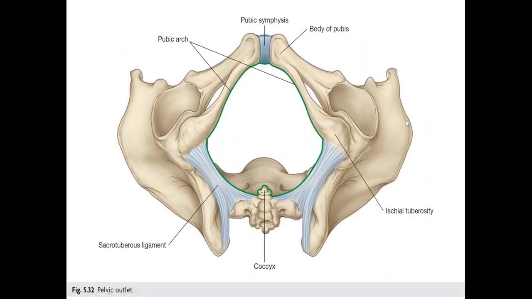This is the pelvic outlet. This is the border. This is the pubic symphysis and the coccyx. This is the border of the pelvic outlet.